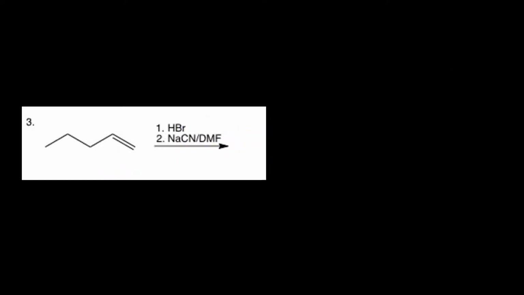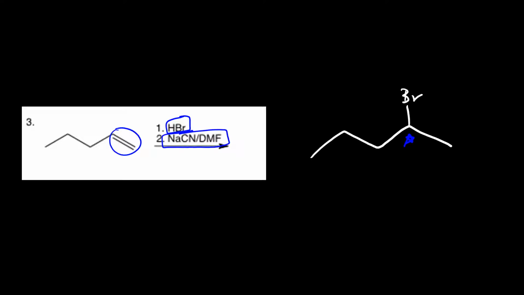CH2CH3. Here's another alkene, and this time we are treating it with HBr in the first step. Recall that this is going to follow Markovnikov's rule, and so we're going to get Br here. We're going to make note of the stereochemistry, but not worry so much about it just yet. Let's see if it's going to matter. The second step is NaCN and DMF. That is an SN2 substitution. So we probably do need to worry about the stereochemistry.